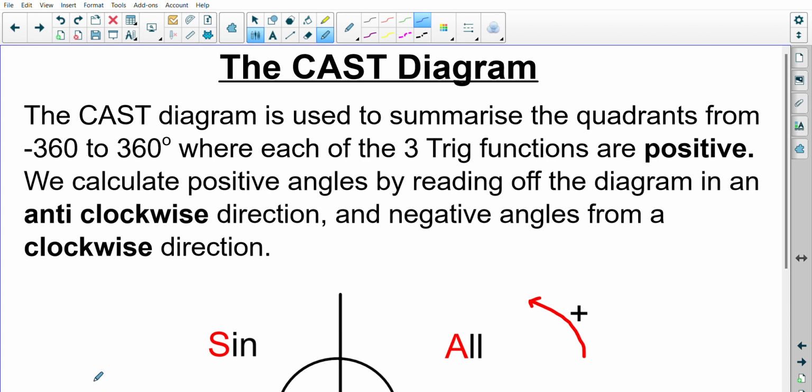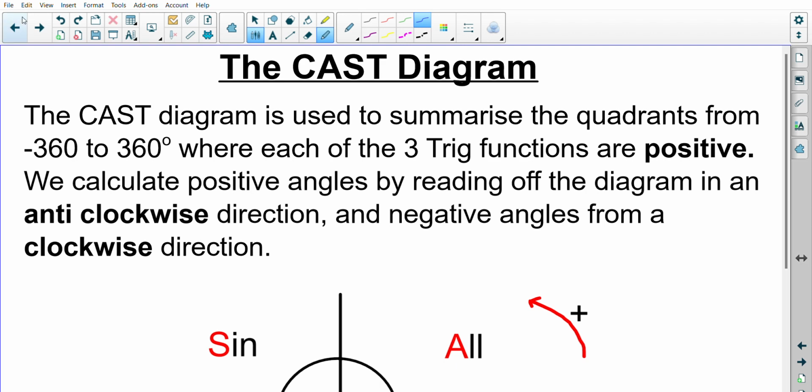Okay, so now I'm going to introduce you to something called the cast diagram. And what essentially is going to be happening soon, and probably in the next video, is that we're going to start solving equations with trig in them. So sine, cos or tan involved in equations.